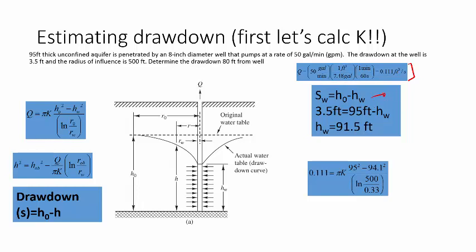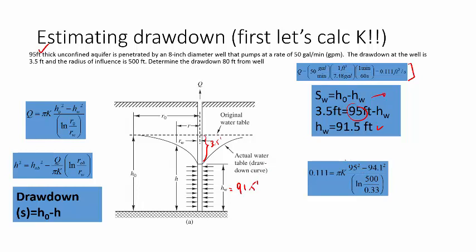Here is the drawdown at the radius of the well. So I have that information, which is the H naught, which is 95 feet thick, okay? And it tells me the drawdown at the well, which is 3.5 feet. So it's giving me this information here, 3.5 feet. And so the HW would be this 91.5 feet.